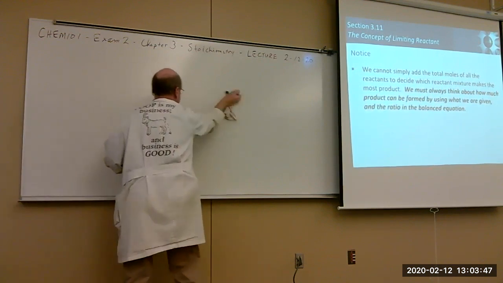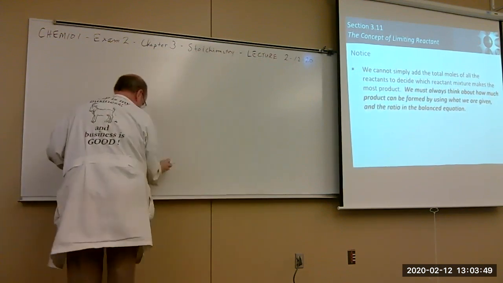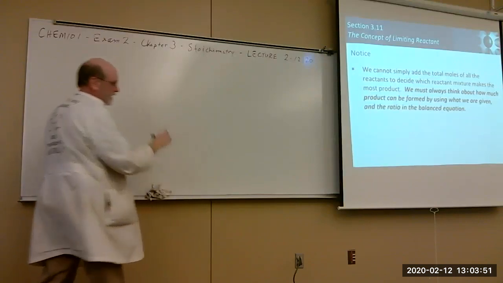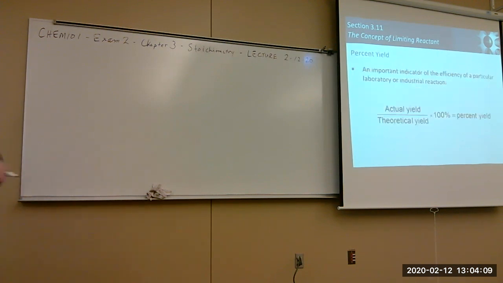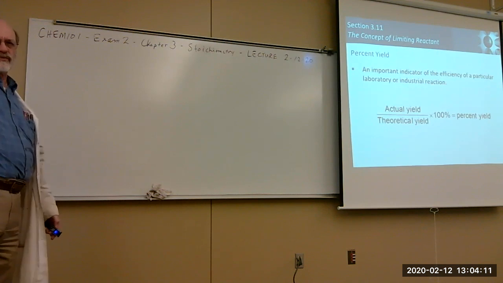So we're going to have to leave this topic for now and get this last topic in before we go to chapter 4. Otherwise, we're going to run out of time and won't be able to get in the lab. We're not going to postpone it a second time. It's 2045. Okay, so this last concept is the concept of percent yield.